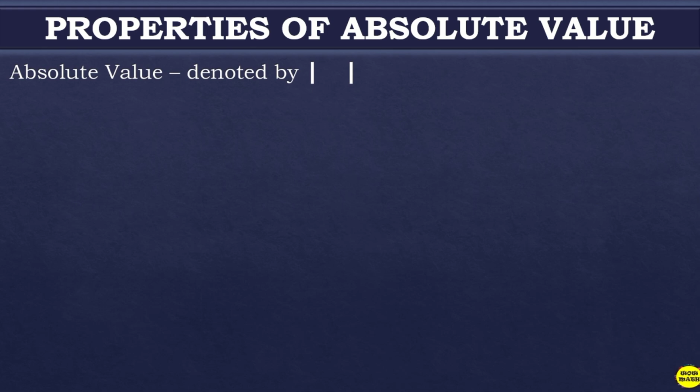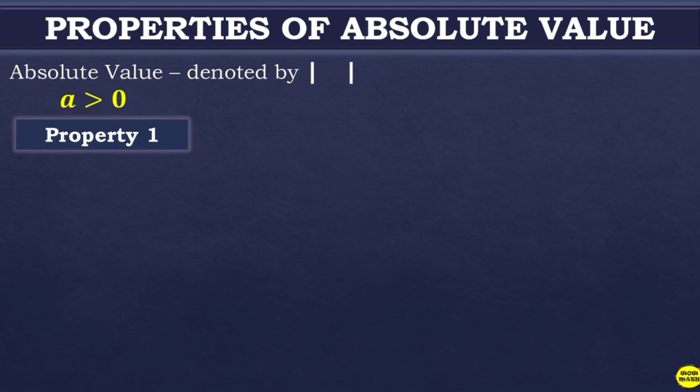Now, take note, you're going to use this property if your a is greater than 0. So, kapag ang value ng a mo ay 1 pataas, etong mga properties na to ang gagamitin po natin. Okay, let's start. So, property number 1.